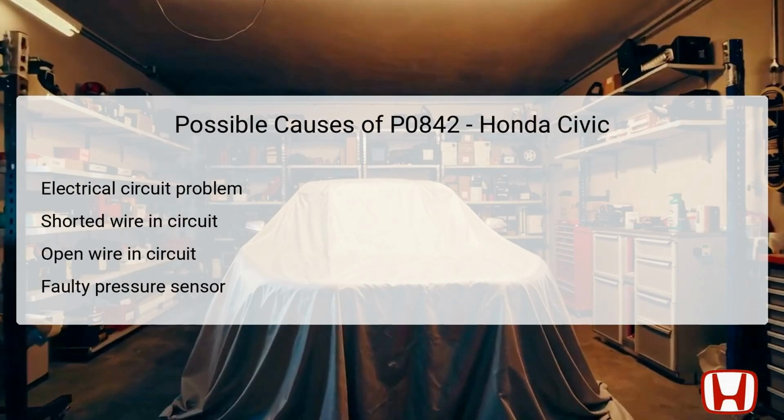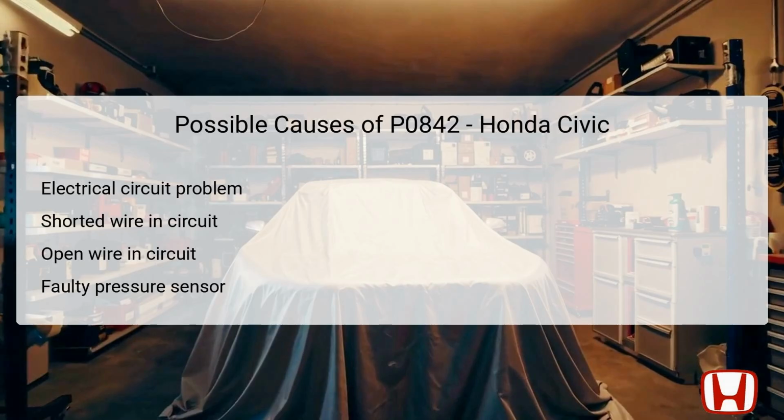Several possible causes exist for the P0842 error code, primarily centered around electrical issues, as it involves the circuitry rather than mechanical problems within the transmission. The most straightforward cause could be an electrical circuit problem, indicating malfunctioning components in the wiring that connects the transmission fluid pressure sensor to the engine control module, ECM.